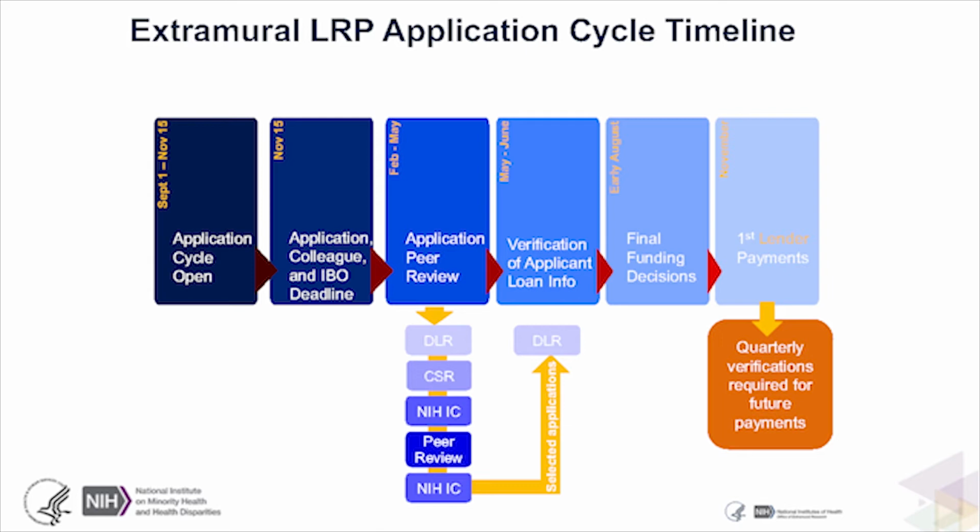We will also verify the applicant's loan information between May and June. We call that loan documentation vetting. Final funding decisions are made by early August, and your lender, not you, your lender, like Sallie Mae and so on and so forth, will receive your first payments by about November.